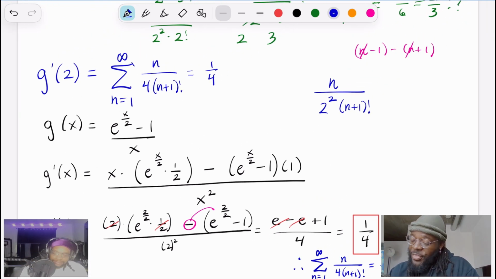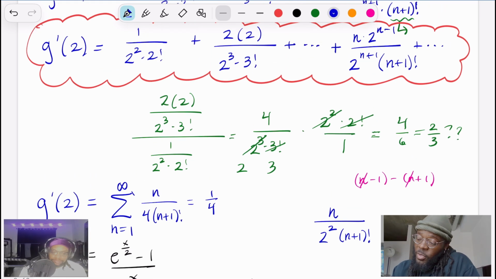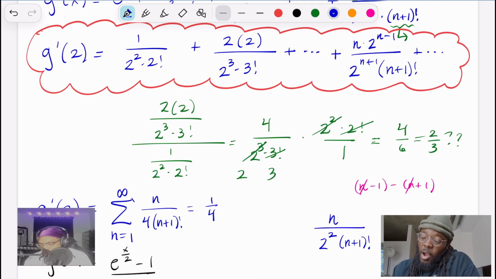I think the only thing that would probably cause students pause, I mean, it caused me pause, was whether or not you should get a number for g prime of 2. And so students being comfortable with getting an infinite series and not being able to find the sum of it. Because we don't know how to find the sum of this series. So roll with it.